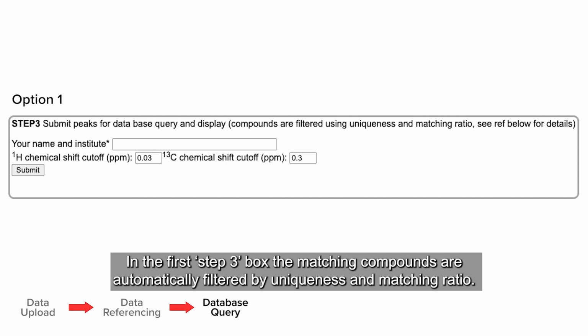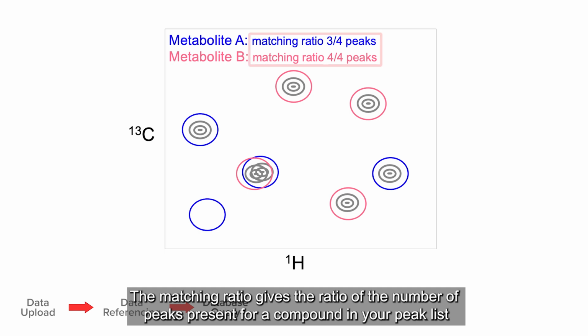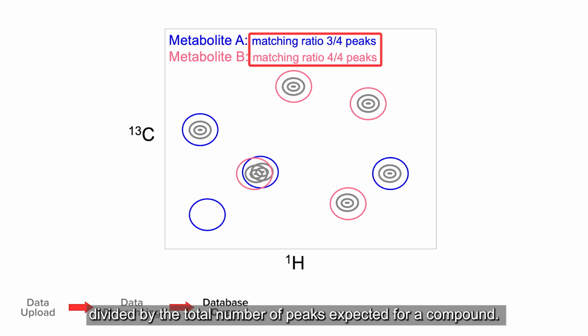In the first Step 3 box, the matching compounds are automatically filtered by uniqueness and matching ratio. This takes into account if compound peaks are overlapped with other compound peaks in the spectrum. The matching ratio gives the ratio of the number of peaks present for a compound in your peak list divided by the total number of peaks expected for a compound.